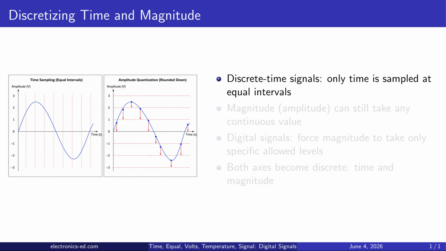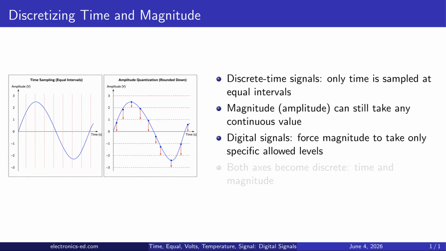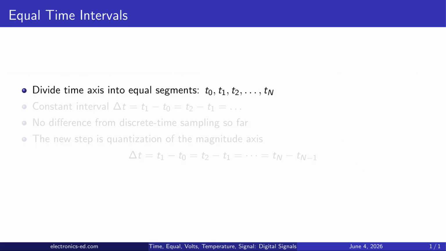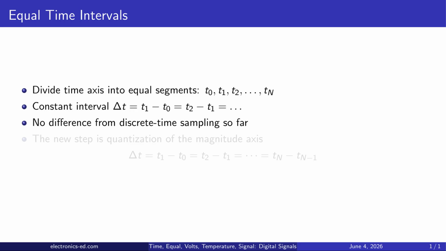Discrete-time signals mean only time is sampled at equal intervals. But the magnitude, or amplitude, can still take any continuous value. Digital signals force the magnitude to take only specific allowed levels. So both axes become discrete, time and magnitude. We divide the time axis into equal segments, t0, t1, t2, and so on up to tn. The constant interval delta t equals t1 minus t0, which equals t2 minus t1, and so on. So far, this is no different from discrete-time sampling.